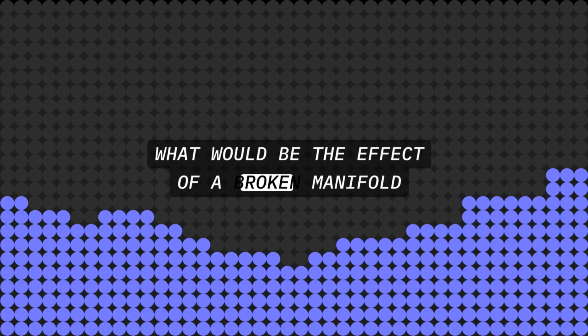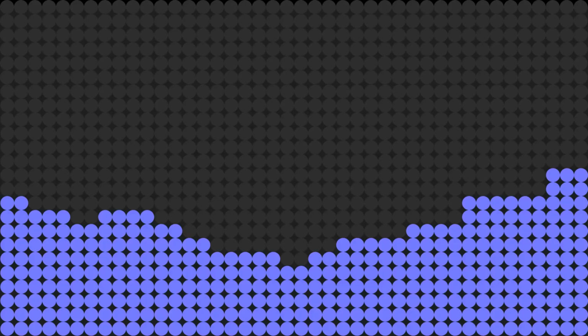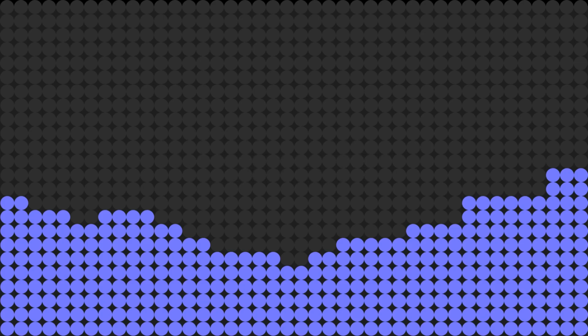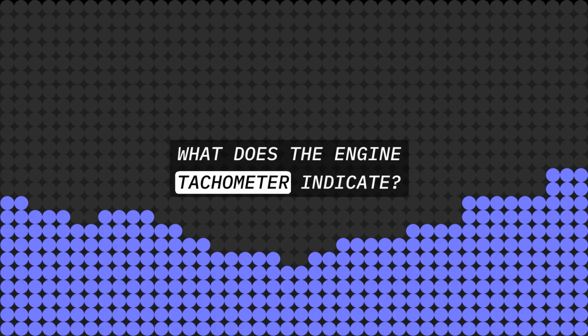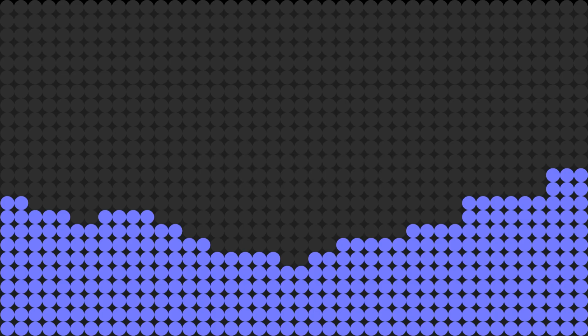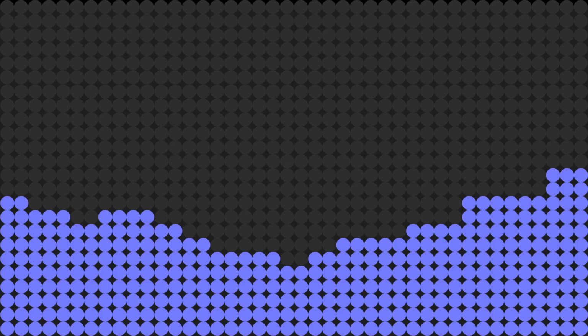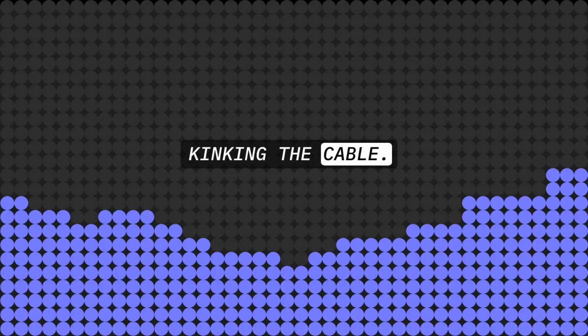What would be the effect of a broken manifold pressure gauge line? A broken line will cause the gauge to indicate atmospheric pressure. What does the engine tachometer indicate? It indicates crankshaft speed, RPM. What is the most likely cause of an oscillating tachometer? A kink in the cable.